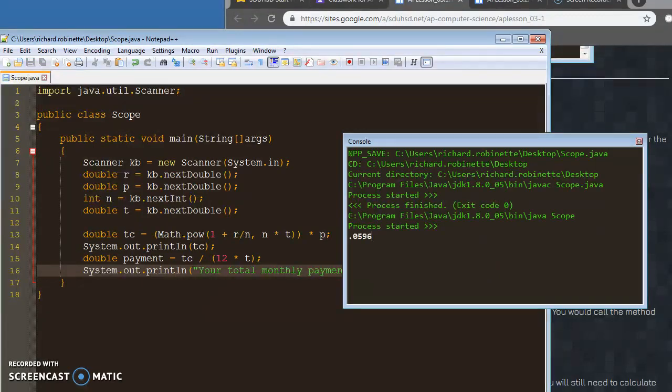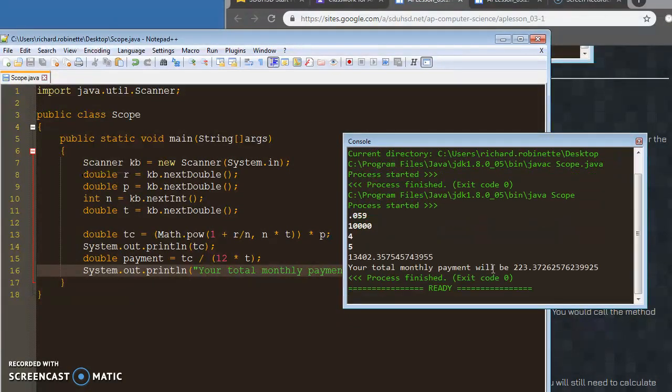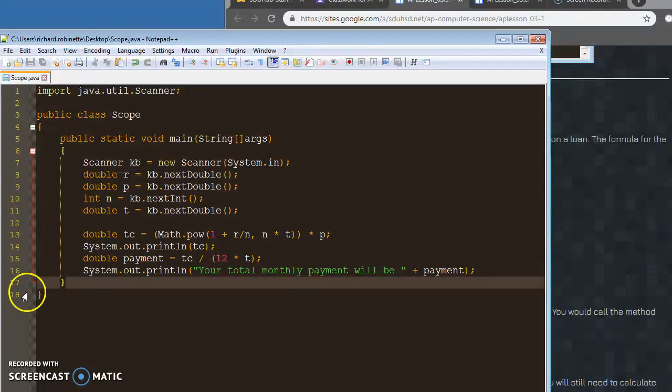So let's stick with the same 5.9% interest and principal of 10,000, four, five. Print that. Total number of payments will be that. Obviously, you're going to have to do some print formatting. I think it tells you to, but I think you know how to do that. If you have any more questions about the actual payment part of it, please let me know.